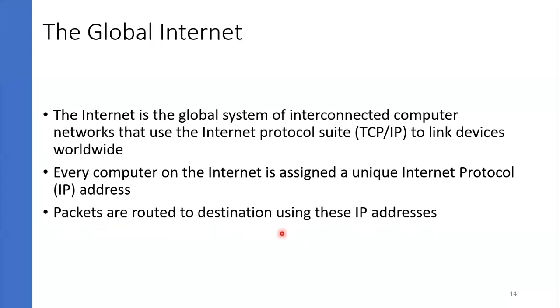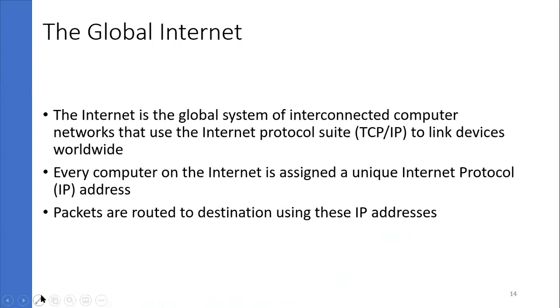Packets are routed to the destination using these IP addresses. Now, I told you the data is transformed using packets. So these packets are routed to the destination using this IP address. Why? How? Why do we want to transfer our document to a specific printer?